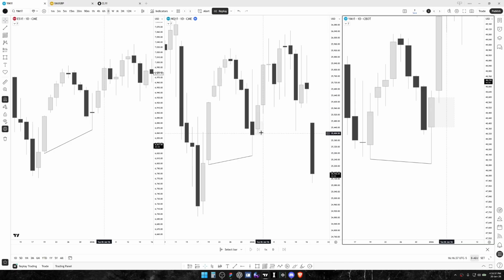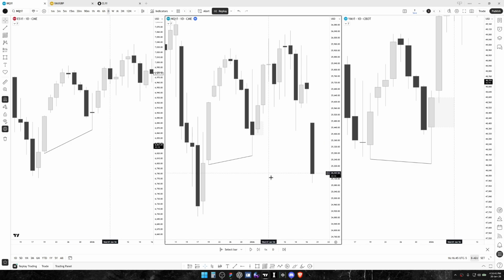Definitely bullish, right? And which candle do you expect this to be? If this is candle 1 and this is candle 2, that's going to be candle 3. Yeah, candle 3.